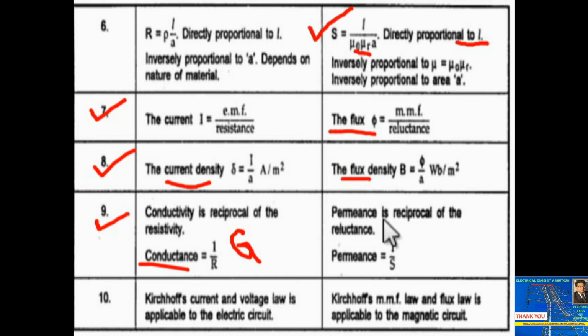So both are inversely proportional, guys. Permeance is inversely proportional to reluctance. And then the 10th point here: Kirchhoff's KVL and KCL laws are applicable in the electric circuit, while in the magnetic circuit, Kirchhoff's MMF law and flux law are applicable. So you already know. These are some differences.